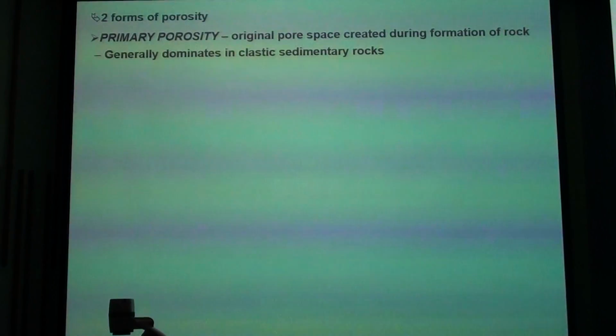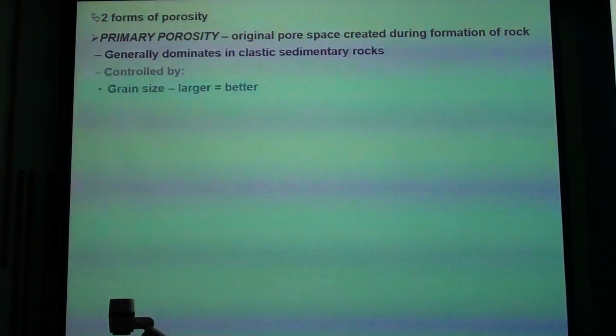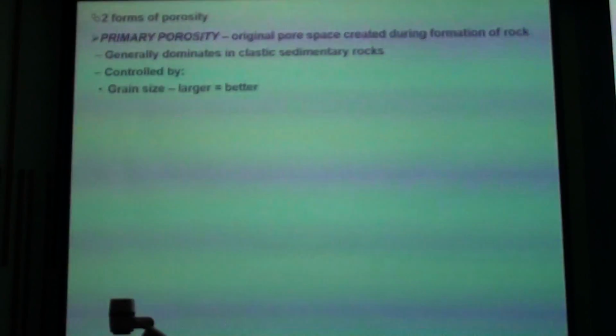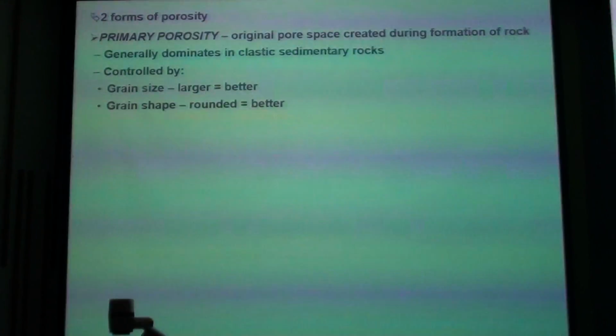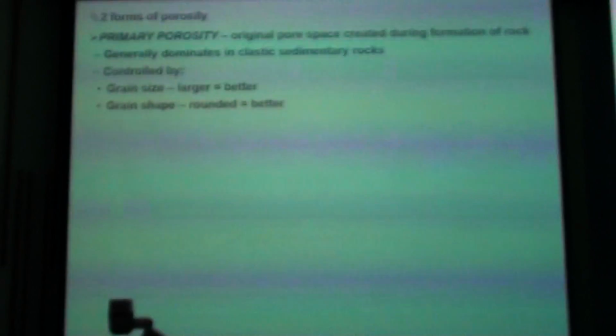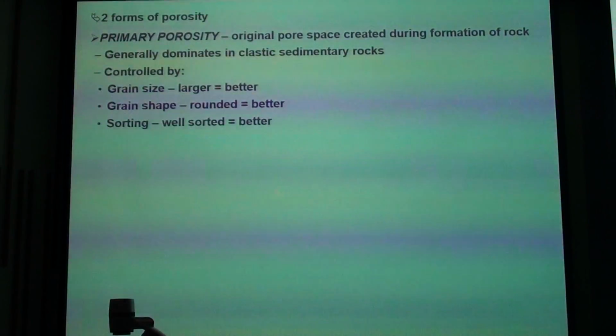It's generally the dominant form in our clastic sedimentary rocks, as you'd expect. The clasts are all just piling up, cementing together, leaving the holes in between them for the water to be stored in or to get into or be taken out of later on. And it's controlled by the grain size. Larger grains, better porosity, generally, as long as there's lots of void space. Grain shape, rounded grains, better porosity. They stack nice and efficiently, you don't get little angles filling in holes. The sorting, the better the sorting, the better the porosity.